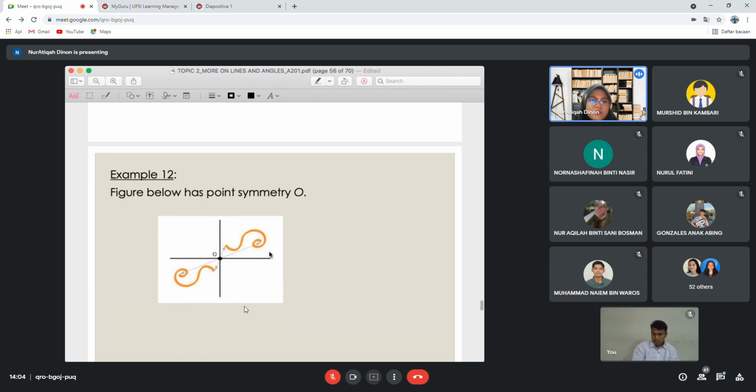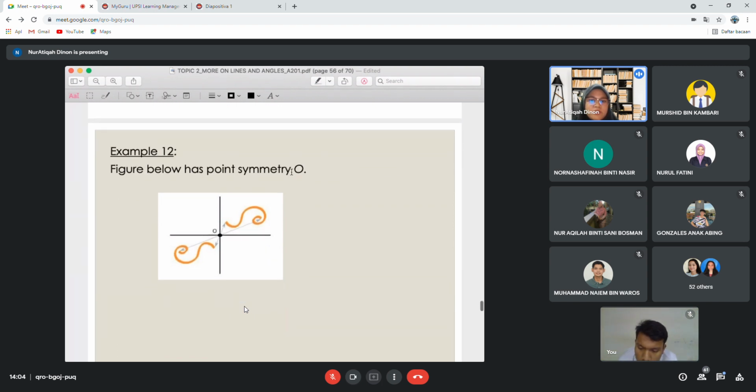Okay, let's look at this figure below. The figure below has point symmetry O, since this one looks like the letter S. If you have point M over here, the second point will be point N over here, and you can see that it will have the same length from point O here, and O will be the midpoint between M and N. Same goes if you move M over here, N over here, then you will have O as the midpoint between M and N.